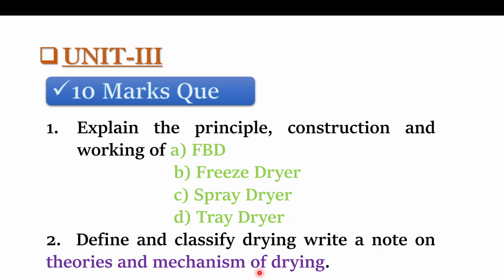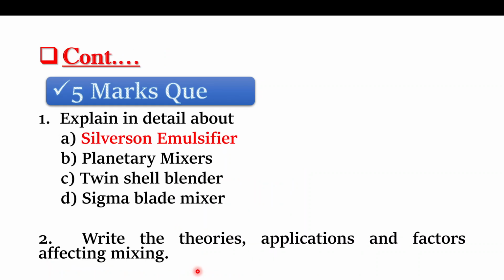So these are the two questions from unit three: explain the principle, construction, and working of the fluidized bed dryer, freeze dryer, spray dryer, and the last one, tray dryer; and the second one is the theories and mechanism of drying. So move forward to the 5 mark questions.